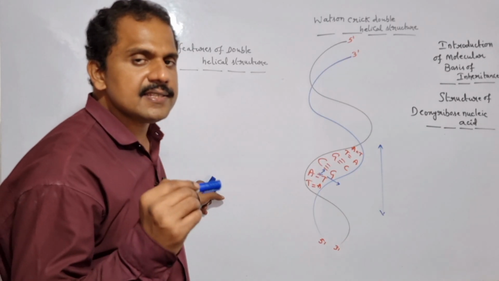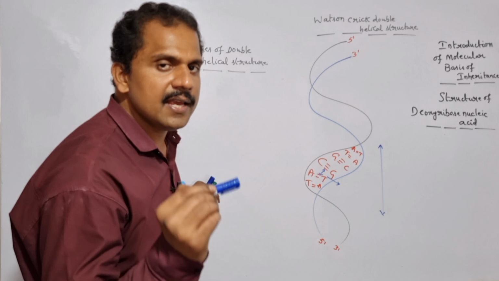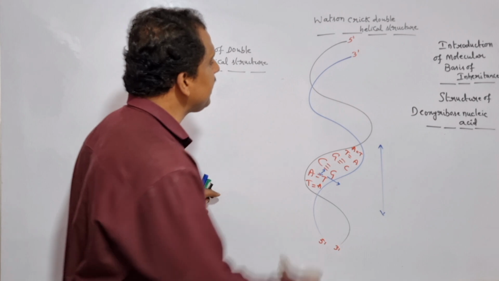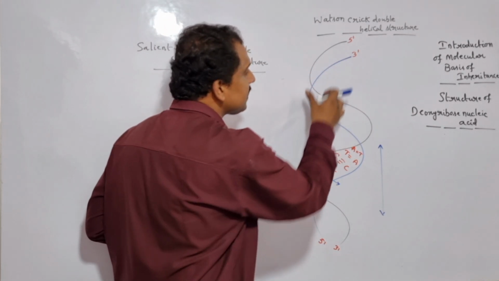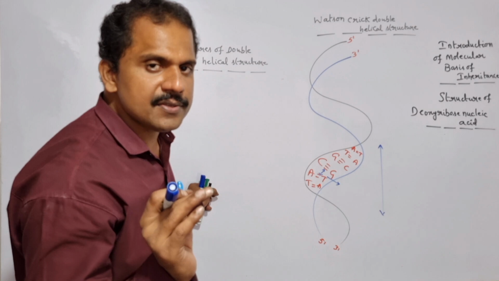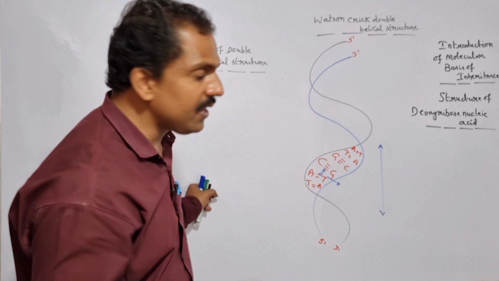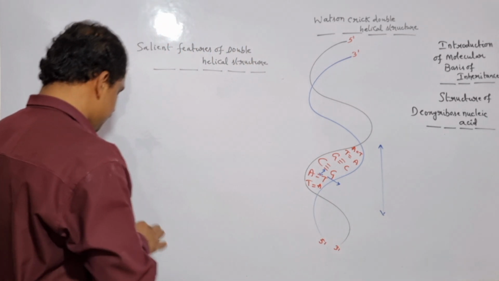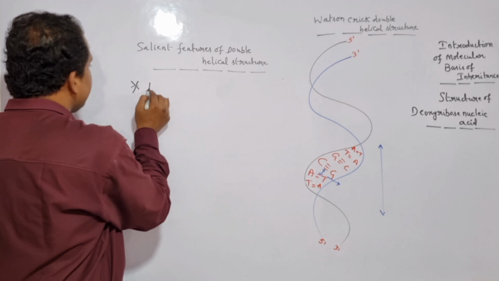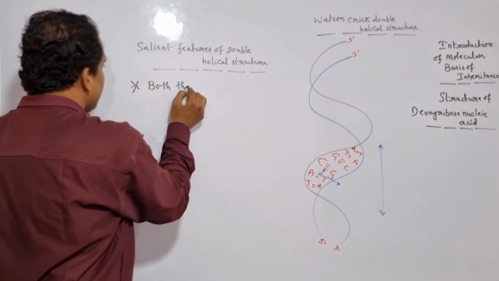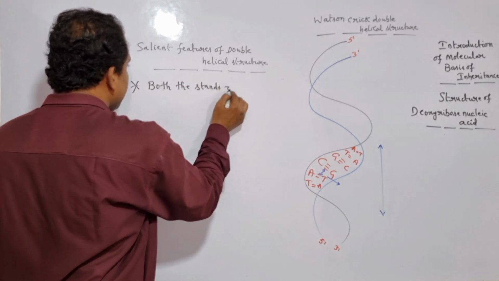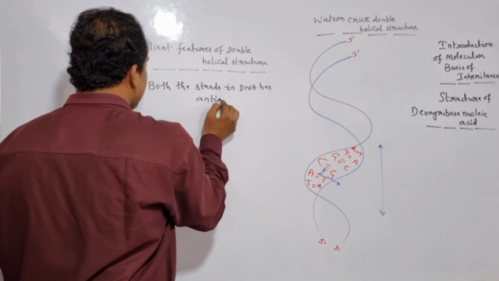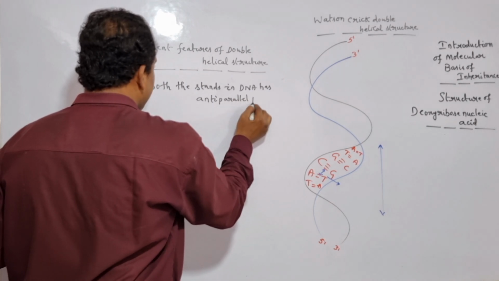And here, if we consider some of the salient features associated with the double helical structure explained by James Watson and Francis Crick, basically DNA is double-stranded. That means it has two single strands. One DNA strand proceeds in 5' to 3' polarity, whereas the other DNA strand proceeds in 3' to 5' polarity. Both the strands in DNA have anti-parallel polarity.